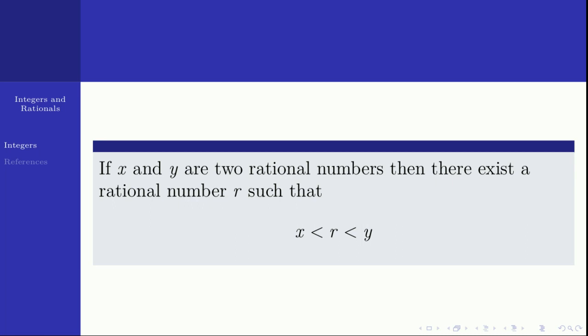This property is not true for natural numbers. This property is not true for integers also. Now between 0 and 1/2, again you can find a rational number 1/4, and between 0 and 1/4 you can find 1/8. Between 0 and 1/8 you can find 1/16, and this process will continue indefinitely. So in one sense we can say that rational numbers are dense.